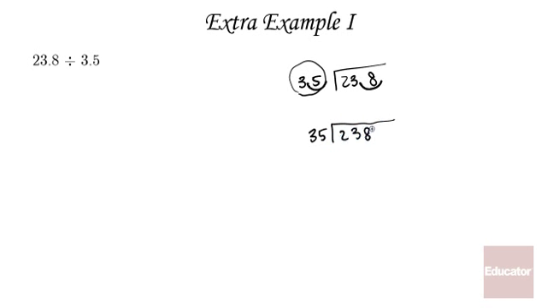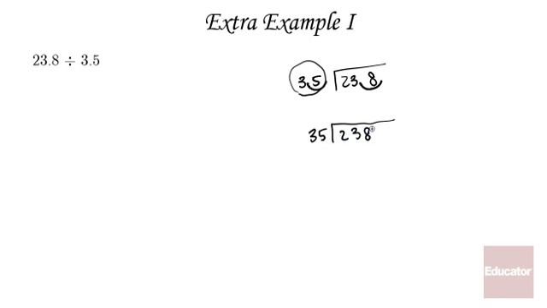Let's try an extra example, and we're going to be dividing decimals. 23.8 divided by 3.5. You cannot divide when there is a decimal in the outside portion. So what we're going to do to get rid of this decimal is to move it over one place value. What we do to the outside, we have to do to the inside. So this gets moved over one place value as well. So now our new problem becomes 35 into 238.